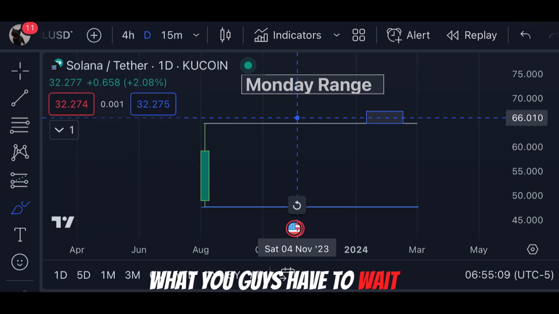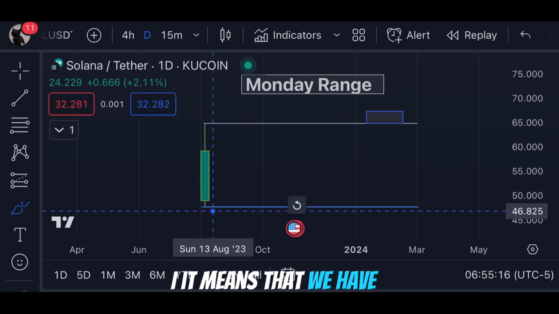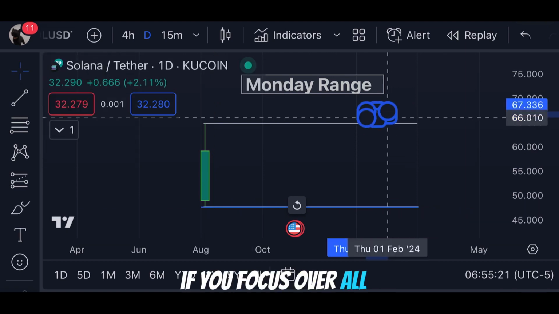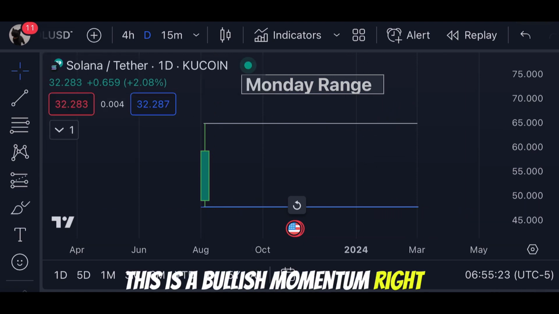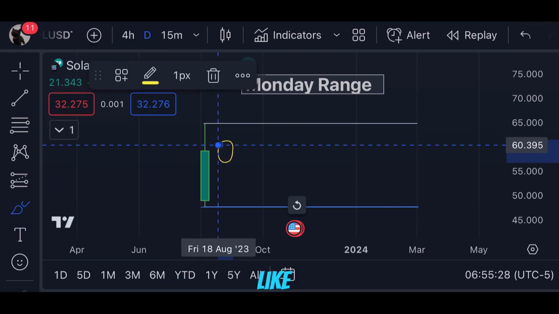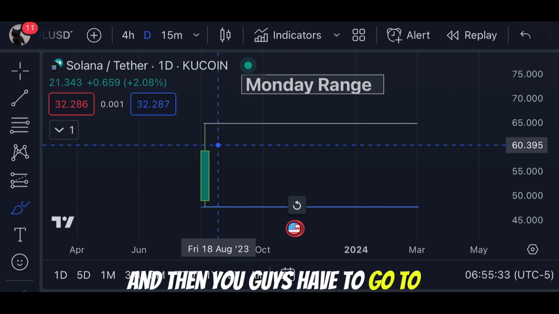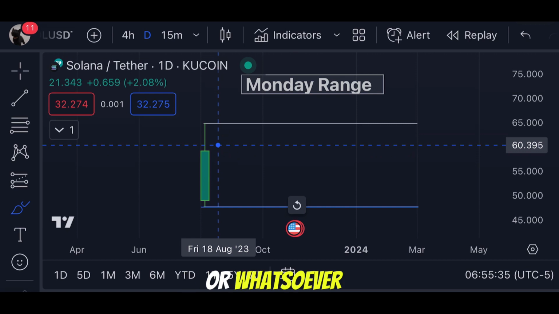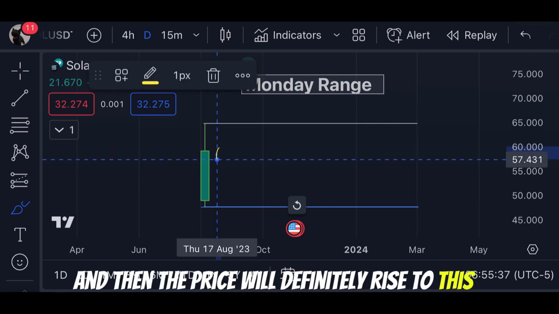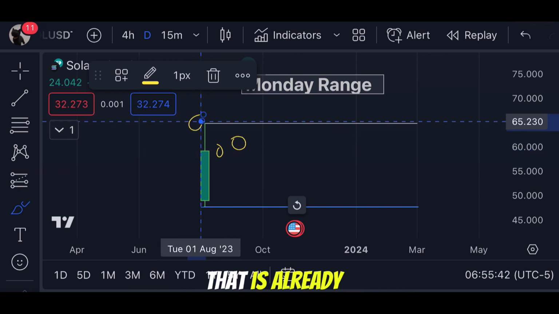So after the closure of the Monday range, this is a green candle, which means we have some kind of bullish momentum. Overall, this is bullish momentum, right? Another candle formed, and we are looking at the daily time frame, so you have to go to the 15-minute time frame or whatever. Then the price will rise to this supply zone, as we have already formed this wick, which is already our supply zone.